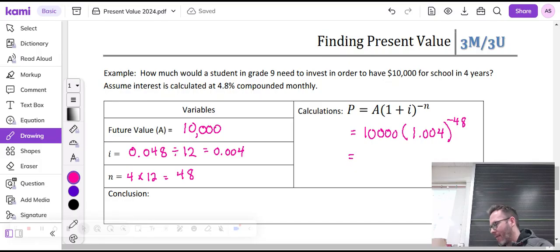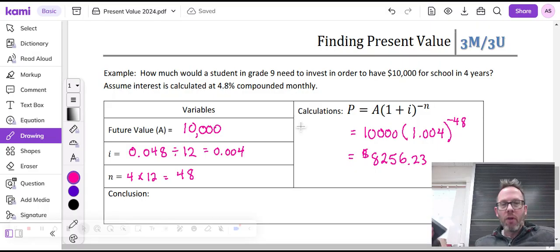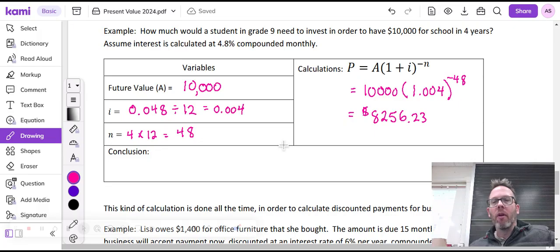So what we should get is something less than 10,000 to the power of -48. So I got 8,256. This is sounding more reasonable. $8,256.23. Did you guys get that as well? It's very similar to yesterday. It's just we're finding a present value. We're using a negative exponent, and we showed why we use a negative exponent in this rearranged formula. Okay?